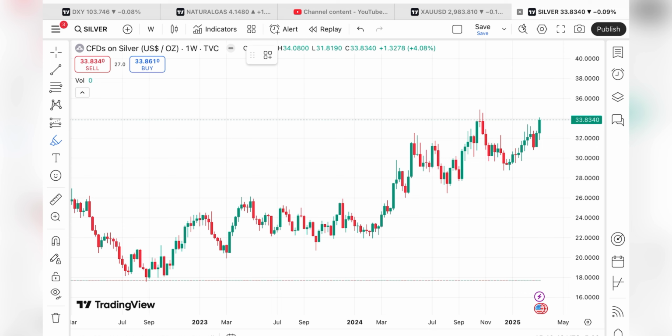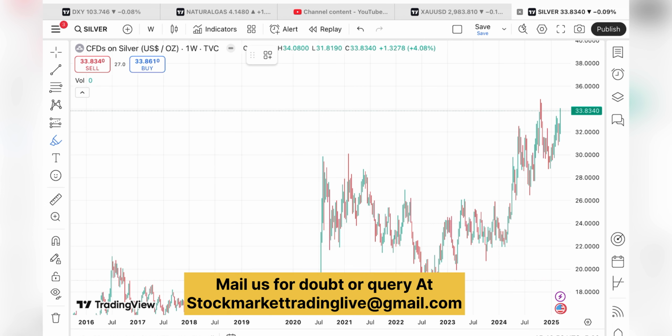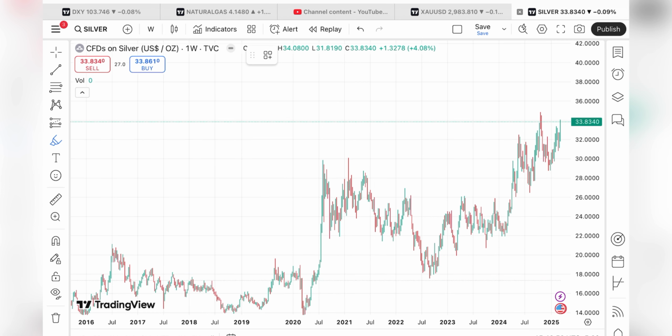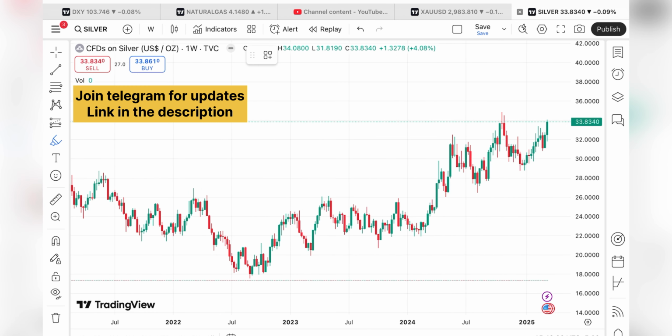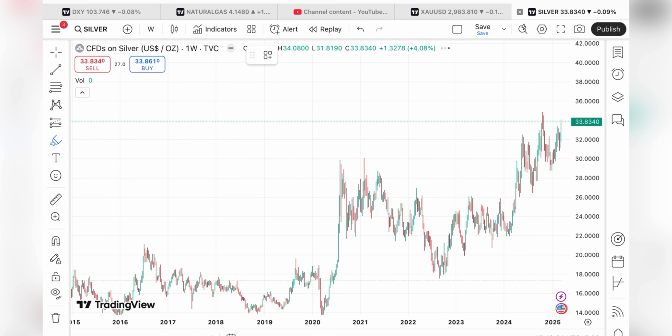So today in this video I'll explain how the price of silver has moved in the last week and how the price of silver can move in the next week. If you look at the chart of silver, silver is now trading at a level of $33.8340. And if you look at this particular trend, there is a U pattern forming.